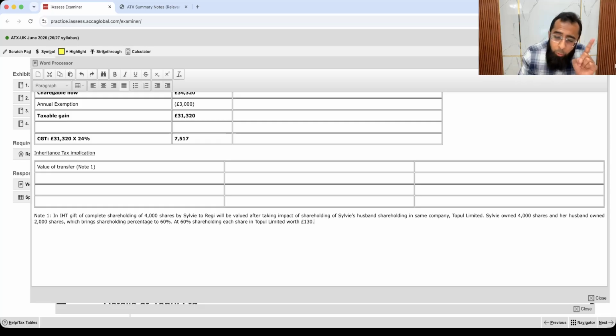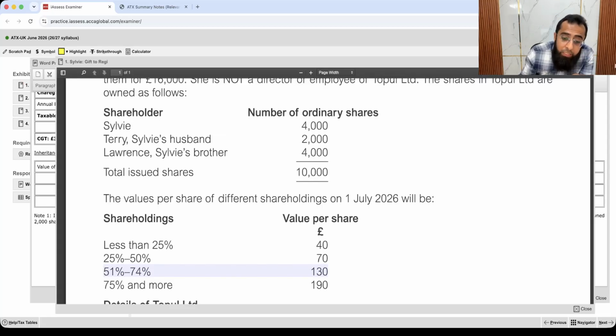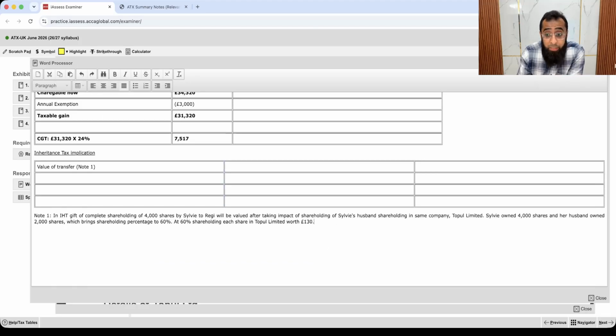£130. See, this was the mistake which a student can make. Why? Because in CGT, you only looked at your shareholding. But in IHT, you have to consider the impact of your related party ownership. That's the important thing where a student can make a mistake. So shares are 4000 shares, but they will be valued at £130 each. So 4000 shares into £130.